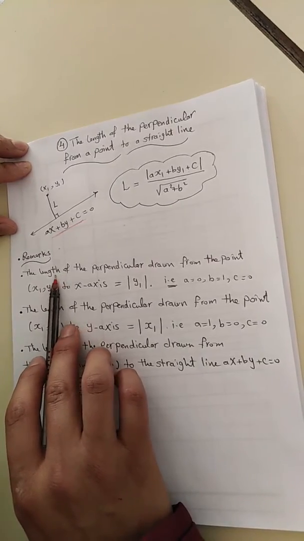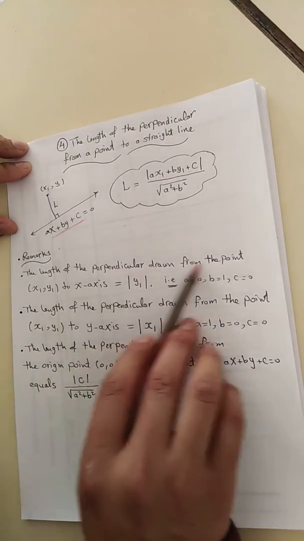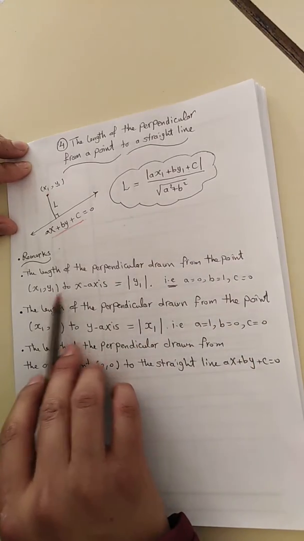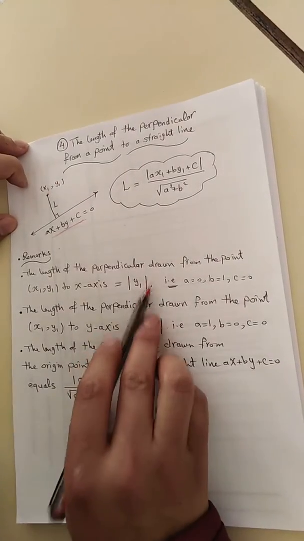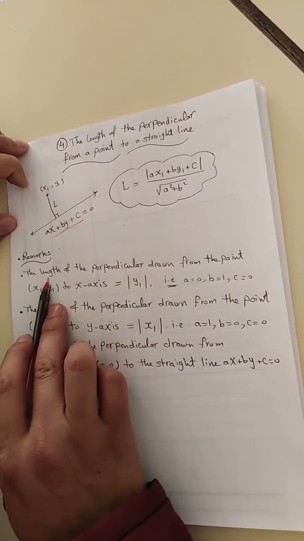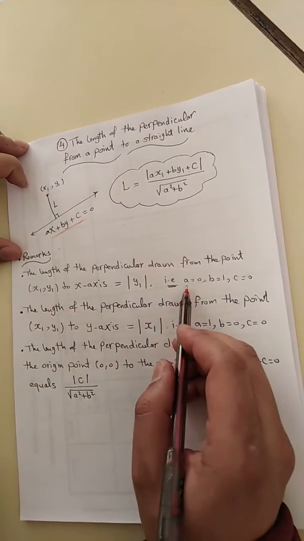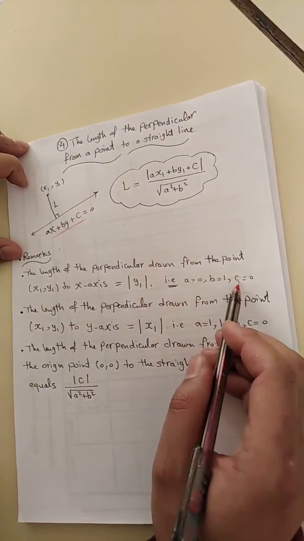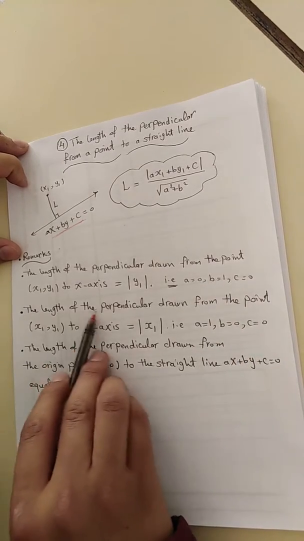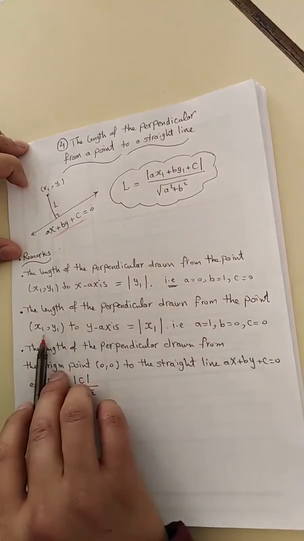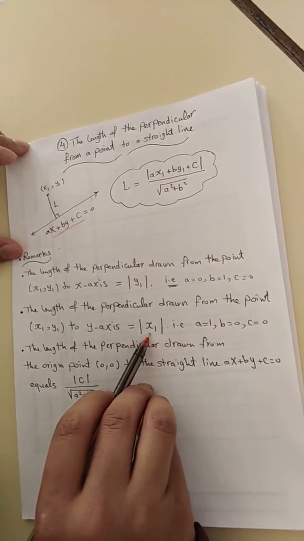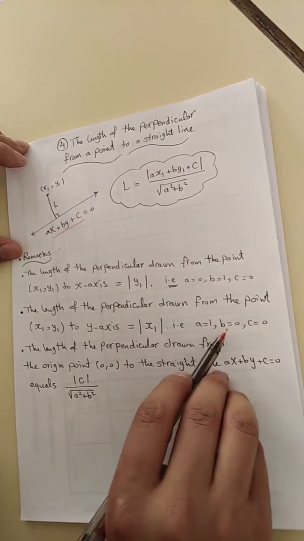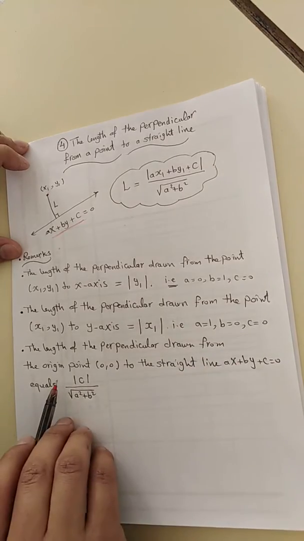If I want the length of the perpendicular drawn from the point (x1, y1) to the x-axis, then take y1 in its absolute value because this is a length. That means A equals 0, B equals 1, C equals 0. If I want the length of the perpendicular drawn from the point (x1, y1) to the y-axis, then I take x1. That means A equals 1, B equals 0, and C equals 0.